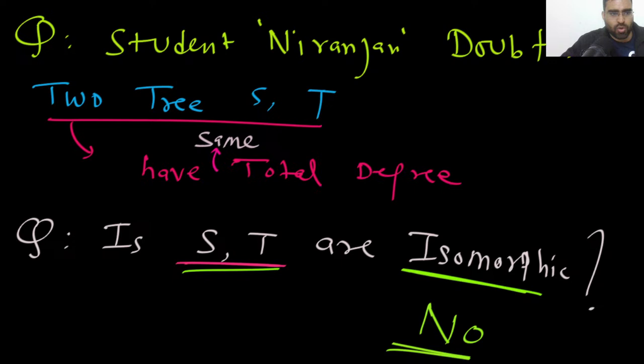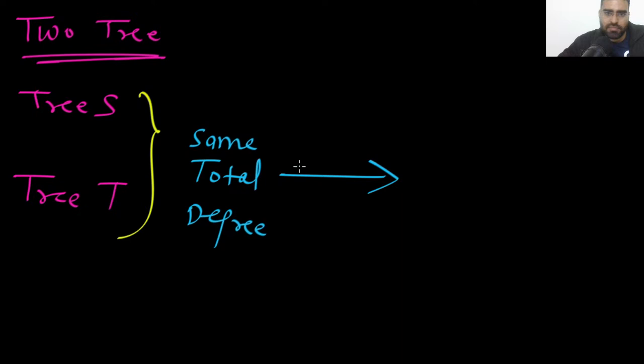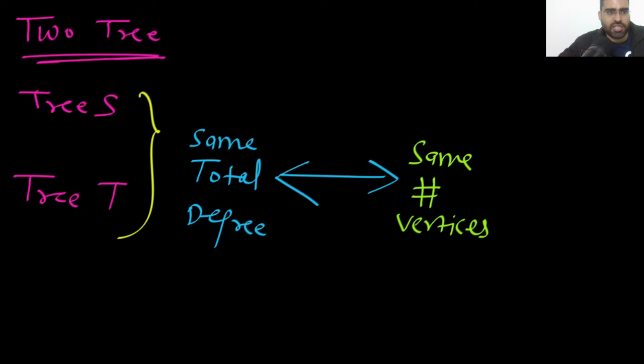For example, very easily, if you have two trees, tree S and tree T, and they have the same total degree, that will imply in both directions that they have the same number of vertices. And that will imply, in both the directions, that they have the same number of edges. So this we have already seen.